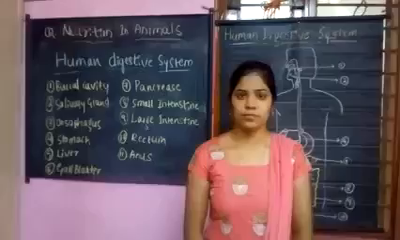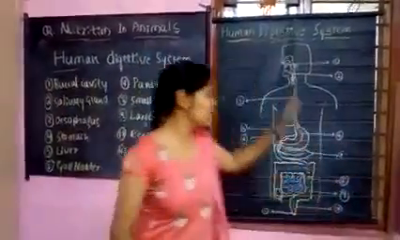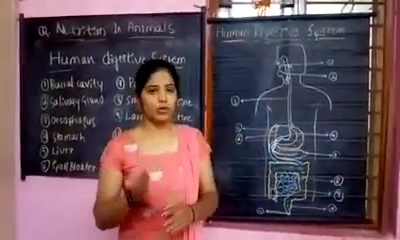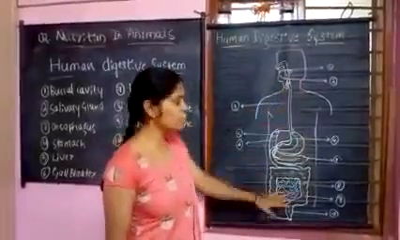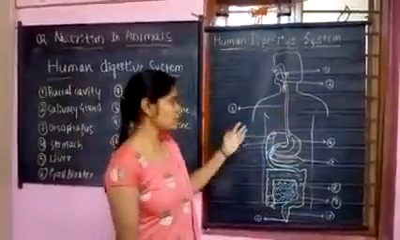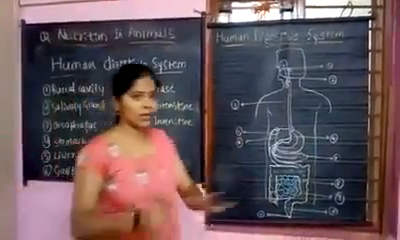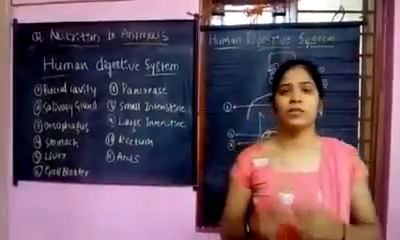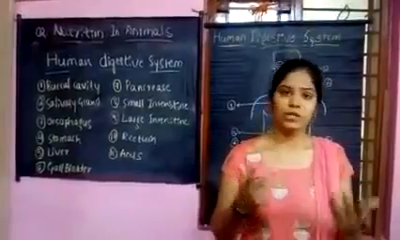Okay, so the next is the human digestive system. Here is the diagram. Whenever I tell you to draw the human digestive system, you should mention all these 11 parts. That's why I put the numbers. The parts are here. You may wonder how the food is digested in our body when we eat the food.